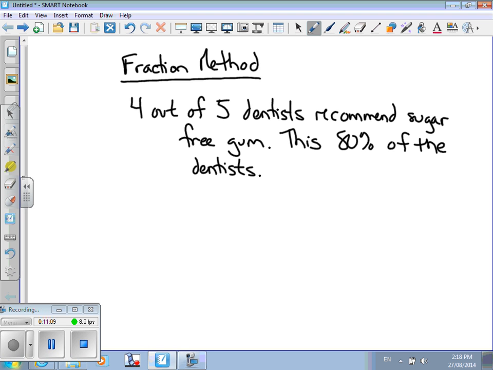I've done that on purpose so that you can see how we set up our problems using the fraction method. 80 is our percent. 4 is the piece of the whole, or the part. And 5, of course, is the whole, all of them, the whole amount.